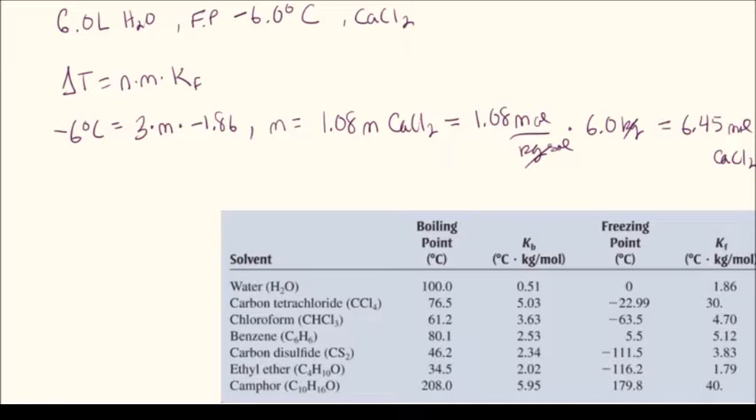Now from here, it's a pretty easy calculation. We already figured the molar mass of calcium chloride to be 110.98 grams per mole times 6.45 moles to give me a total of 716 grams of calcium chloride. So what that means is if I want to decrease my freezing point of water by 6 degrees Celsius, then I've got 6 liters of water. I need to add 716 grams of calcium chloride in order to do that.